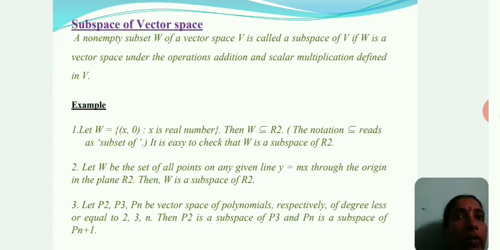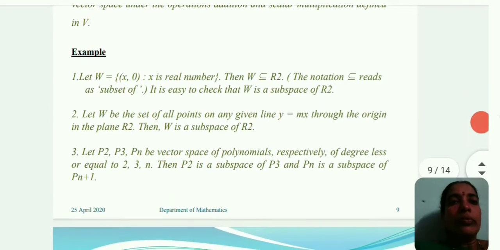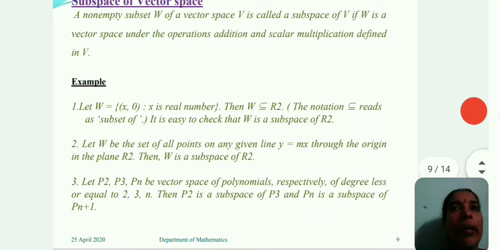First of all, you have to take one example for subspace. In the vector space V3(R), the set W equal to {(a, b, 0)} such that a, b belong to real numbers is a subspace. See another example. Let W be the set of elements (x, 0) such that x is a real number, then W is a subset of R2. It is easy to check that W is a subspace of R2.